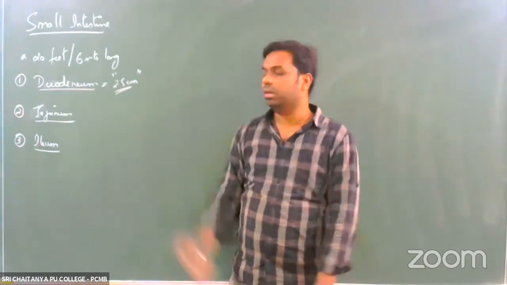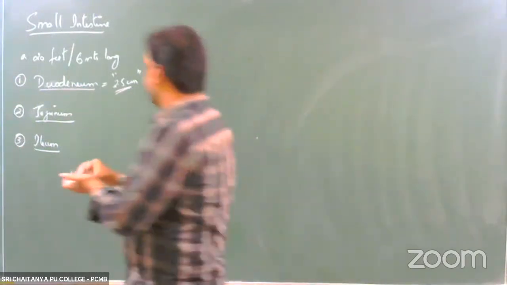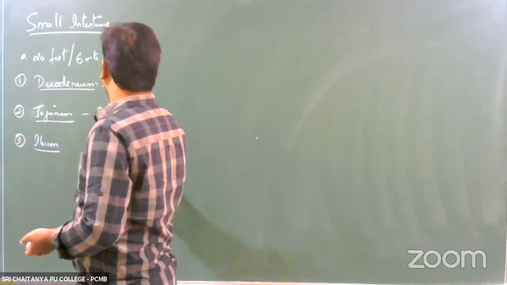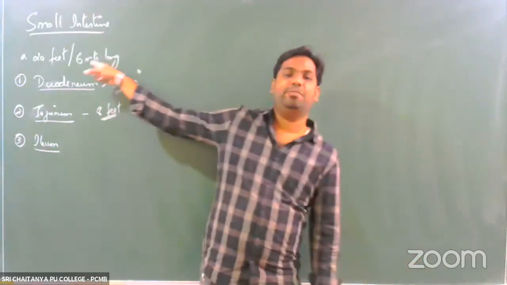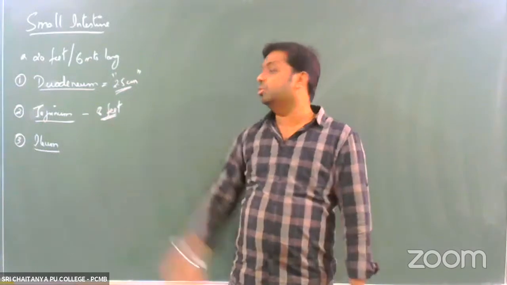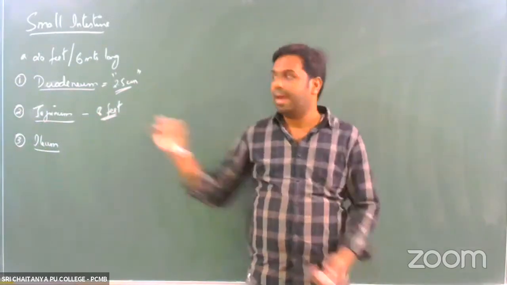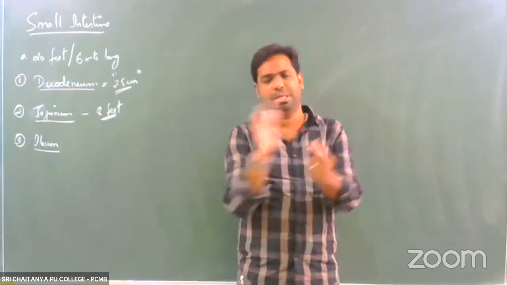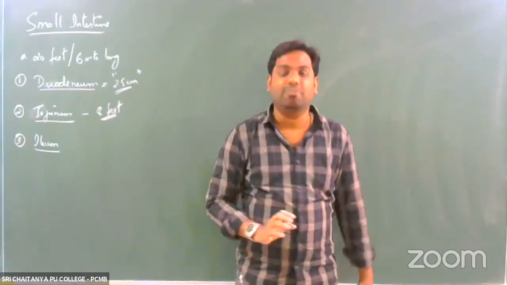Next, talking about the jejunum. Jejunum is the second part of the small intestine, which is approximately 8 feet long. So in that 20 feet long small intestine, jejunum constitutes about 8 feet. And it is a highly coiled structure.